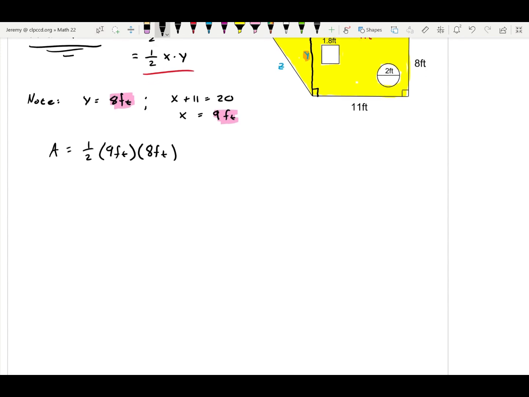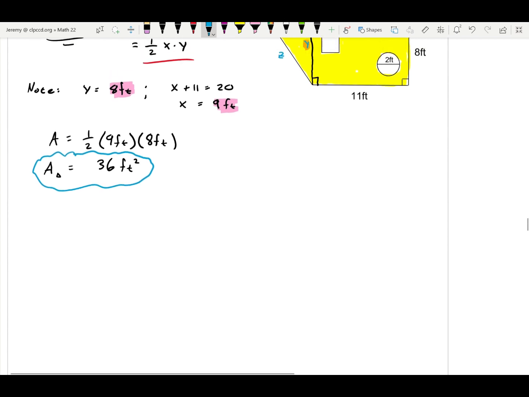That's my advice. All right, so this will be 1/2 multiplying, you know what? Let's just do 9 times 4, because 8 divided by 2 is 4. 9 times 4 gives us 36. And the units are going to be square feet, because we multiplied feet times feet. So this is the area of the triangle. Maybe I'll denote it, area triangle, and I'll put a little cloud around this because this is something that I'll need eventually.